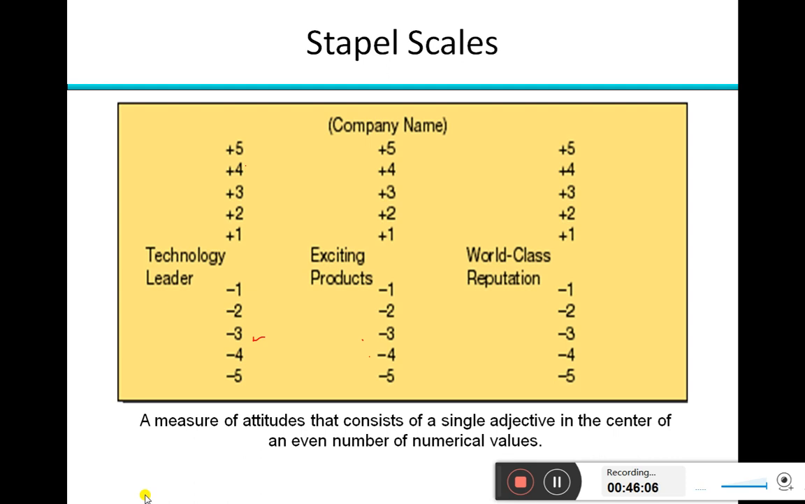Next, students, we have the Stapel Scale. The Stapel Scale is mostly used in the marketing section. Suppose I have a company, and a company has different aspects. I want to know about the aspects of the company from the market point of view. For example, I have a company ABC: is it a technology leader in the market, does it have exciting products, how innovative are its products, and what about its world class reputation?